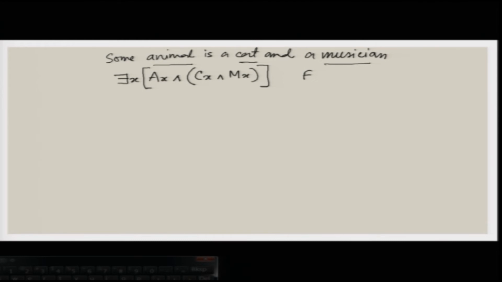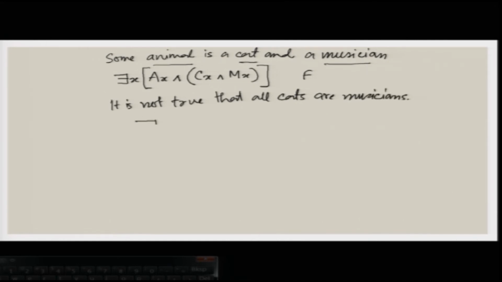And suppose we have something else. It is not true that all cats are musicians, if that is a sentence. How do we translate it? It is not true that all cats are musicians.